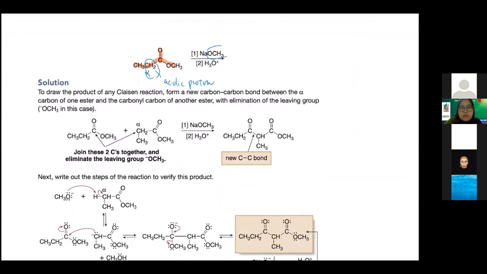This is the base. Last time you used the ethoxide; this is the methoxide, the base. And finally, the aqueous acid solution. So this is the Claisen reaction. Those are the first three, and this is the alpha position.